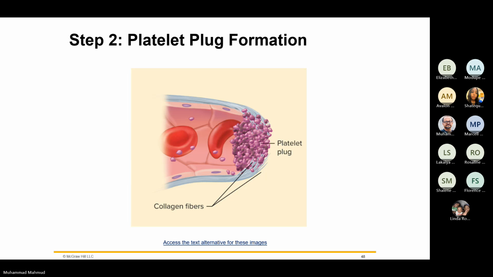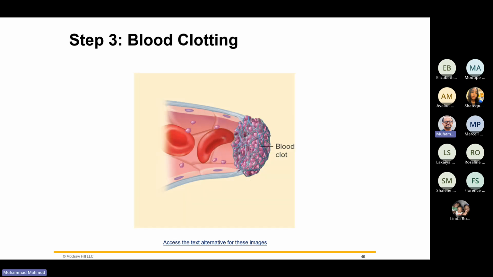Step three, coagulation or blood clotting. Third step, it requires the presence of specific clotting factors to form a clot. The clotting factors come together and form thrombin, an enzyme that converts fibrinogen into fibrin. The fibrin adheres to the injury site, trapping blood vessels and other particles to form a clot. This process is known as secondary hemostasis.